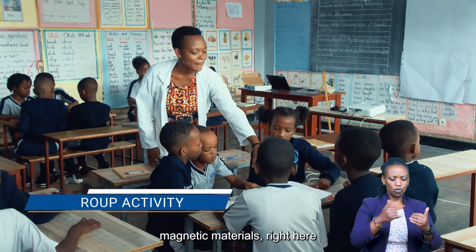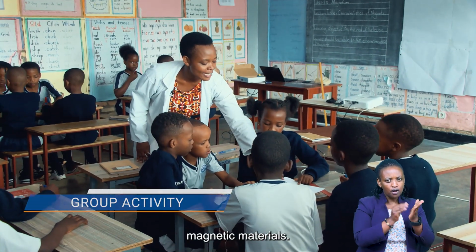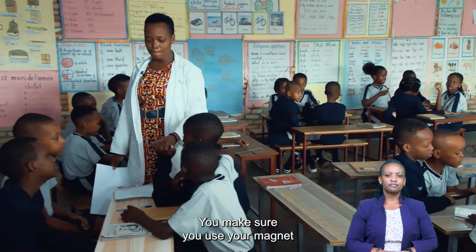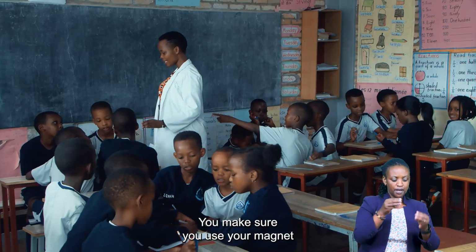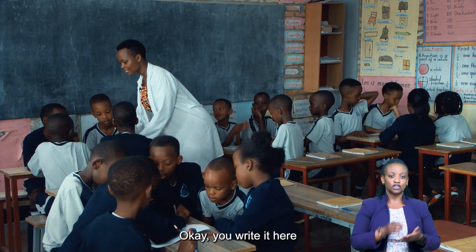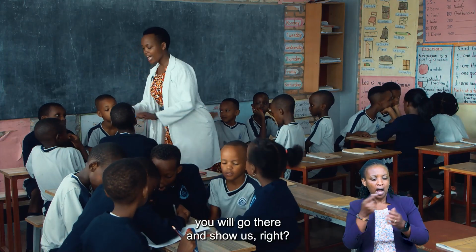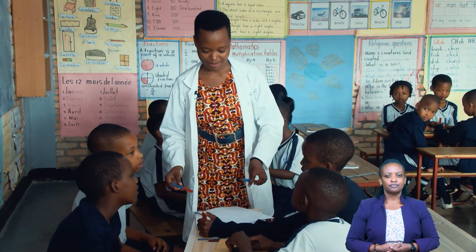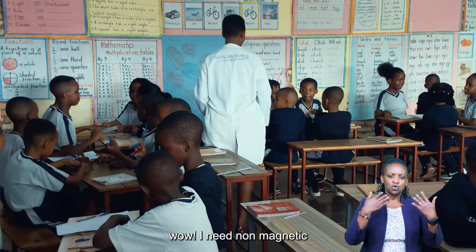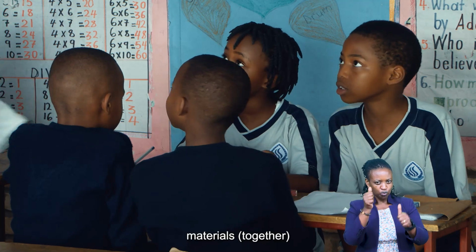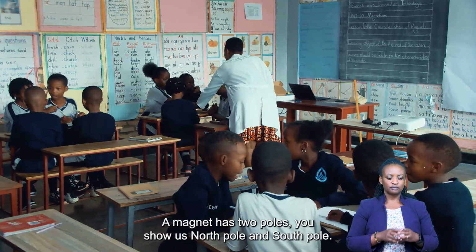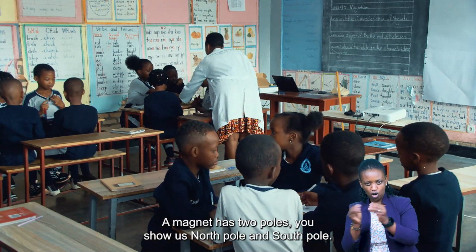You're going to find for me magnetic materials right here. Magnetic materials. Make sure you use your magnet and find for me the characteristic. Okay? Right here. One by one, we'll go there and show us. Wow, I need non-magnetic. A magnet has two poles. Show us both poles.